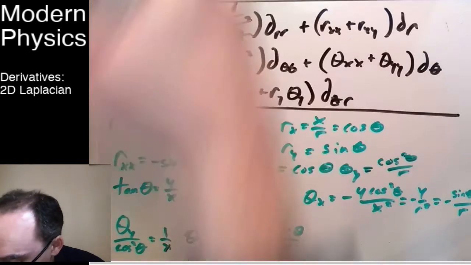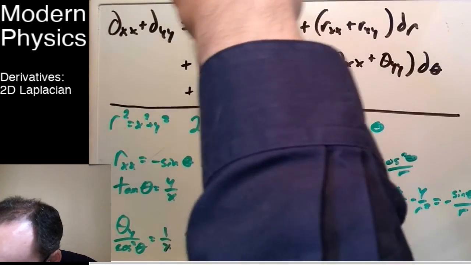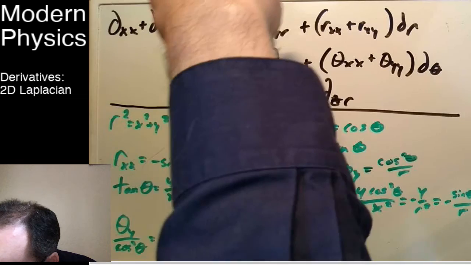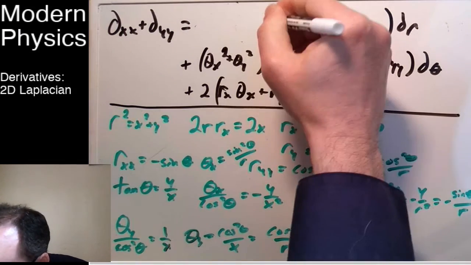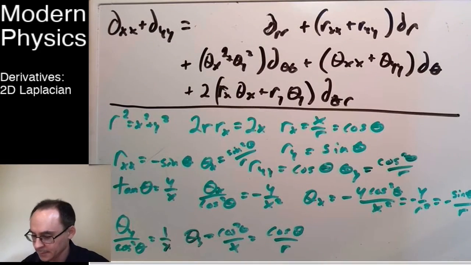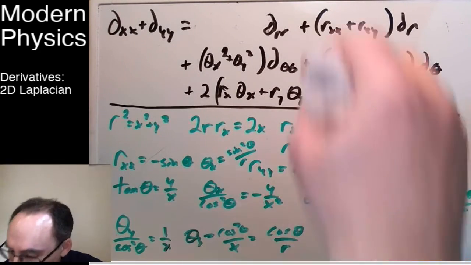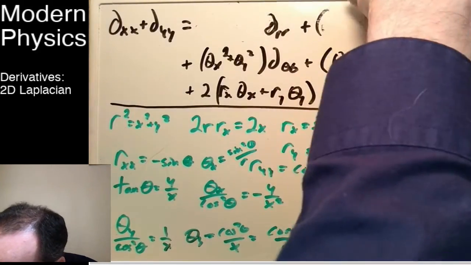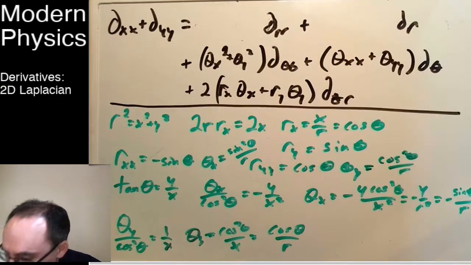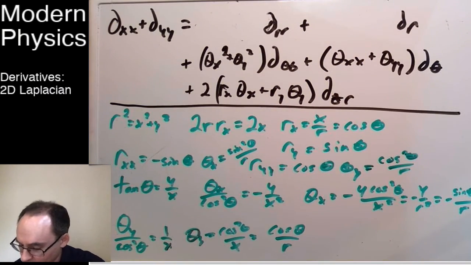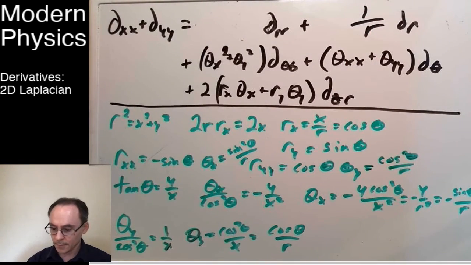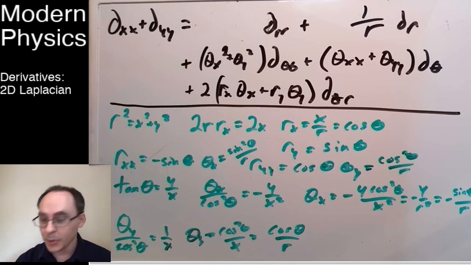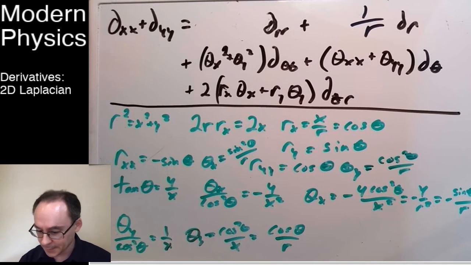So let me clean this up. So this was just 1. I'll just write that, and I can just erase that. So I have that. And then this term is just 1 over r. Okay, we're making pretty good progress here. It's looking a lot simpler.